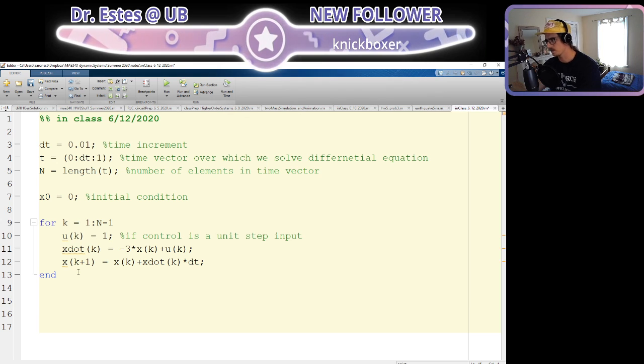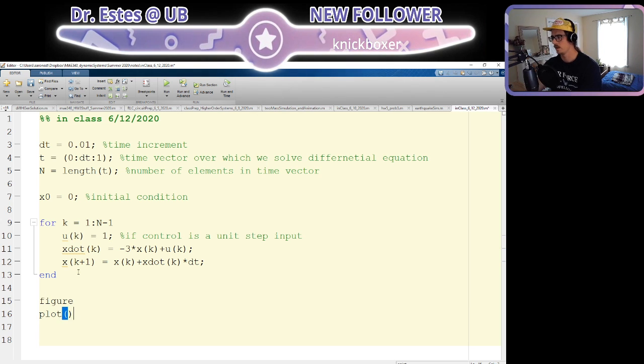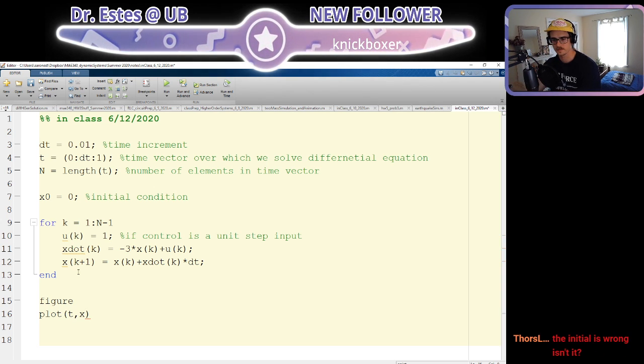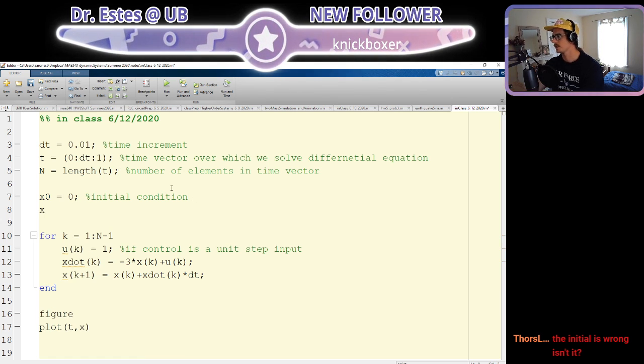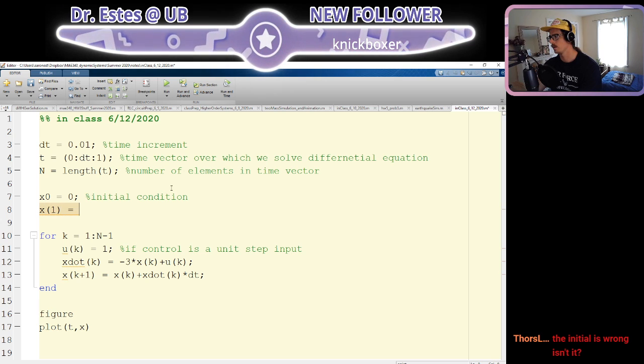All right, let's see if this works. I'm going to do a plot afterwards, and I'm going to show my time vector and x. The initial is wrong, isn't it? x0 initial condition. Oh, okay. I have to say x1 equals whatever I define that to be, u1, x dot 1. Thank you.